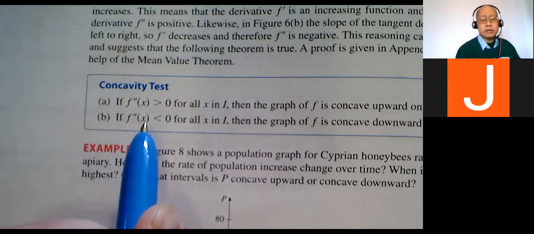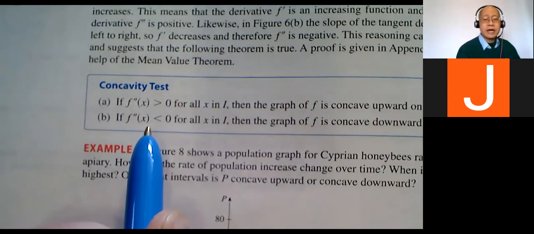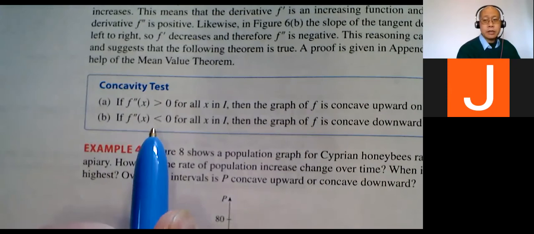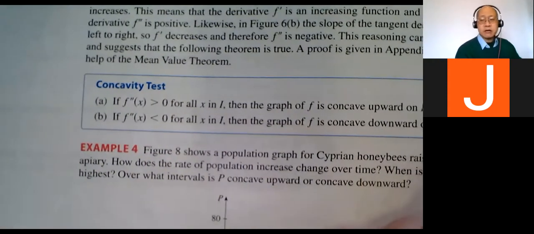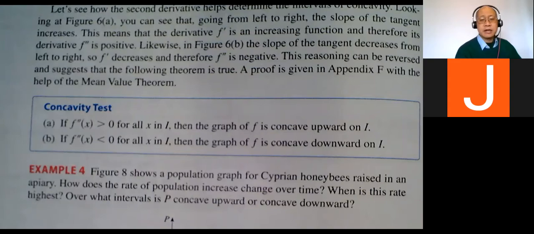Okay, so second derivative equal to 0 might give you an inflection point. It's not a guarantee of an inflection point. It might give you an inflection point. Okay, you have to check to see, is the graph switching from concave up to concave down or vice versa? Because if it doesn't, then you don't, by definition, have an inflection point. Okay, we'll see all of this.